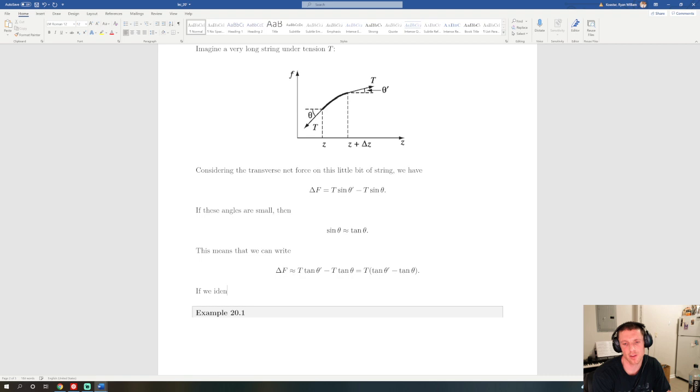Let me put this into the document here, but if we identify tangent here with slope, and remember, if you think back to the unit circle or even just an arbitrary right triangle, tangent is opposite over adjacent. So we could think of tangent as like rise over run.